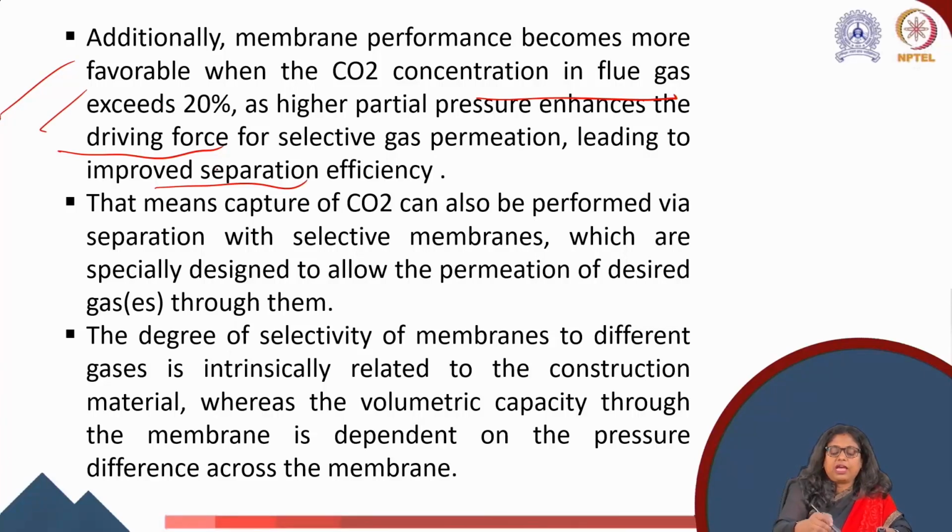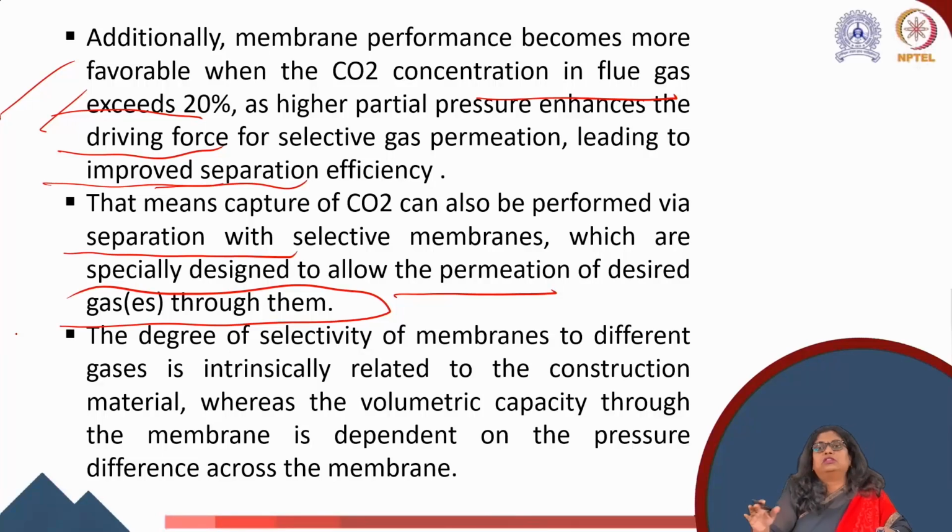So when the CO2 concentration in the flue gas exceeds 20%, the higher pressure enhances the driving force for selective gas permeation, and that leads to improved separation efficiency. That means capture of CO2 can also be performed via separation with selective membranes, which are specially designed to allow the permeation of desired gases through the membrane.